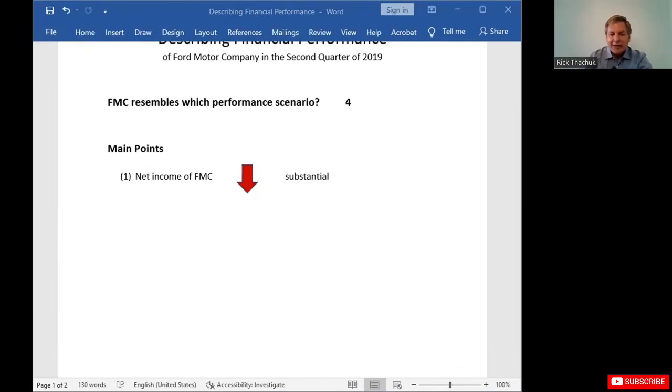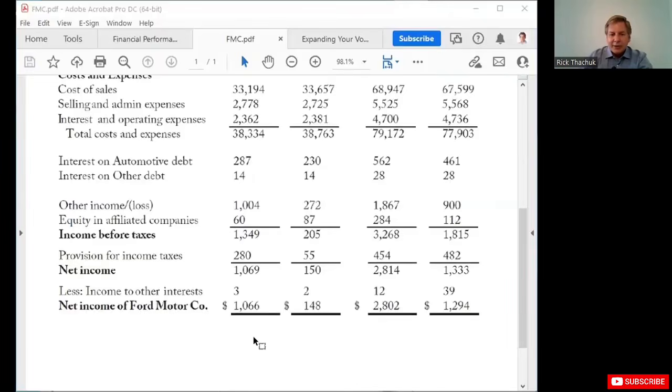Let's take a look back at the income statement. So here I am at the income statement. So we could begin our analysis by saying net income of Ford Motor Company was $148 million in the second quarter of 2019, a substantial drop from, or down substantially from, or a substantial decrease from $1.1 billion in the same period of 2018. So let me point out two things for you here.